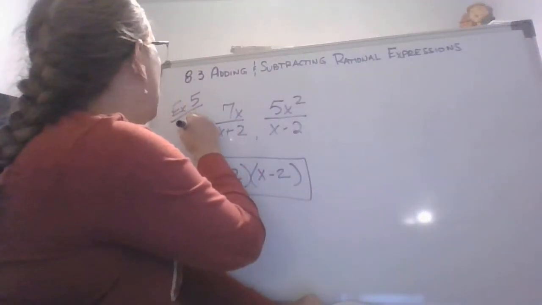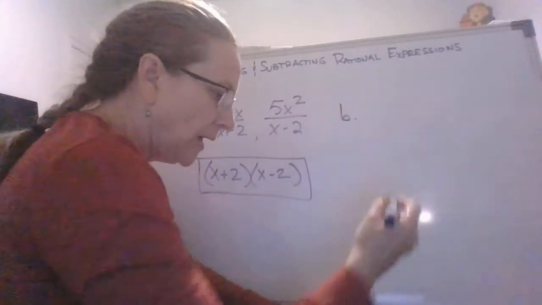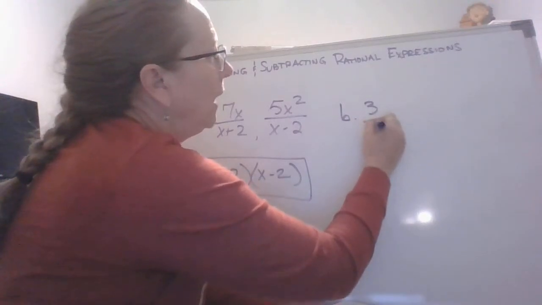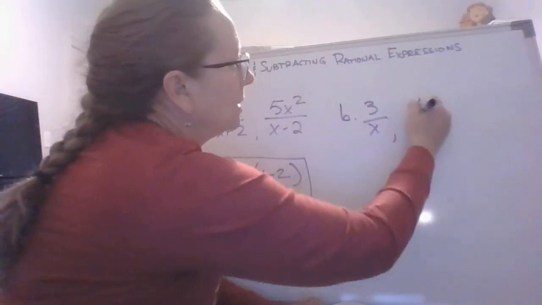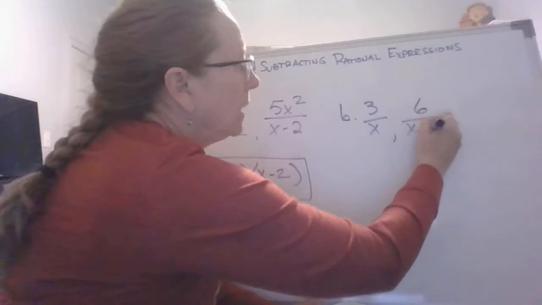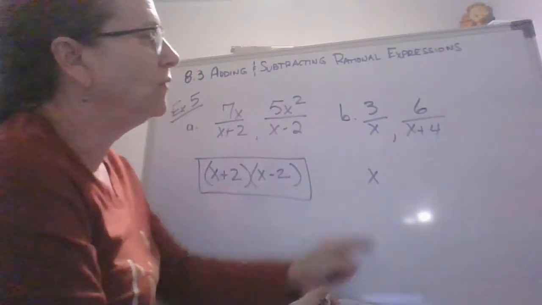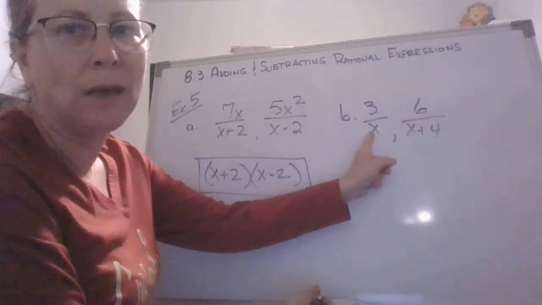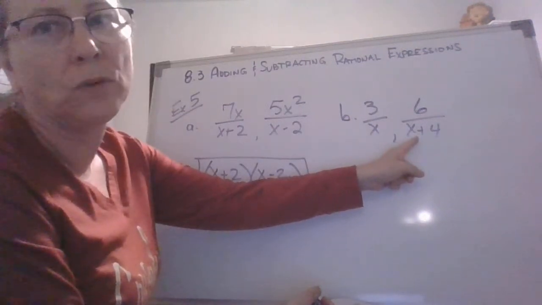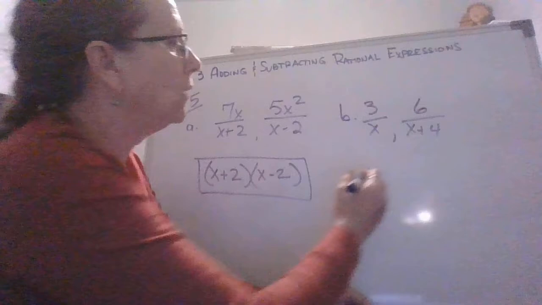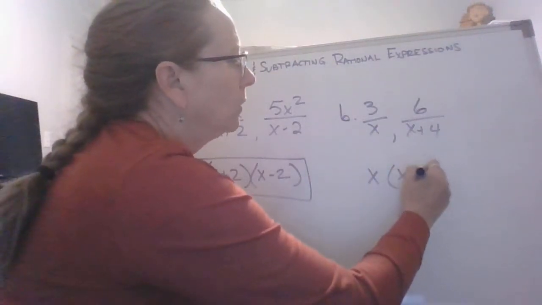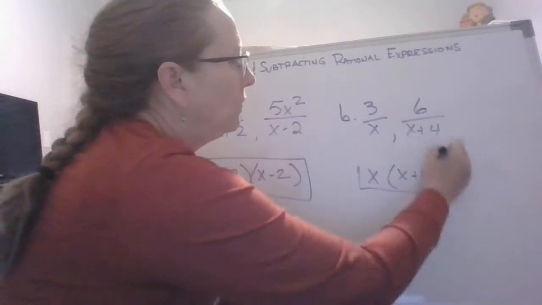All right, that was A. Here's B from example 5. 3 over x and 6 over x plus 4. Well, our first factor is x. Some of you might say, well, we can't take that x. We already have an x. No, but this is a different version. This is a binomial, so that one travels all together, one of each.